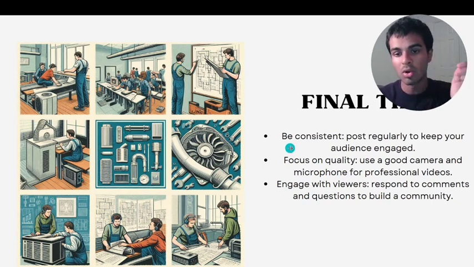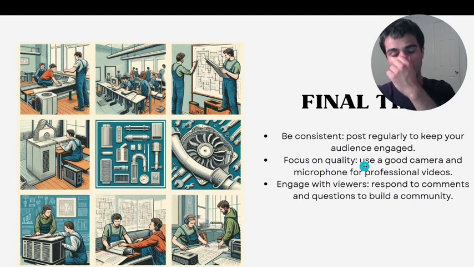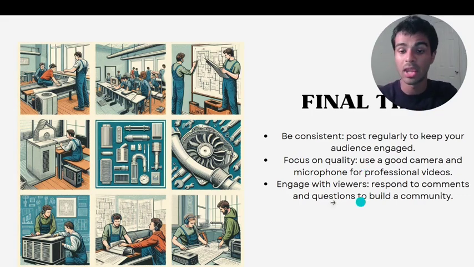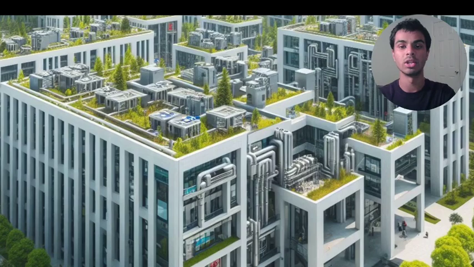So, content is king. If your content is good, then your watch time is good and your click rate is good, and the algorithms of these social media platforms are very, very smart, and they'll show your videos to everyone. You want to focus on quality, again, good camera, microphone. This is very important these days because people cannot watch if it's bad quality. And you want to engage with viewers by responding to comments and questions, hosting Q&A sessions, etc. to build a community. And that's it.